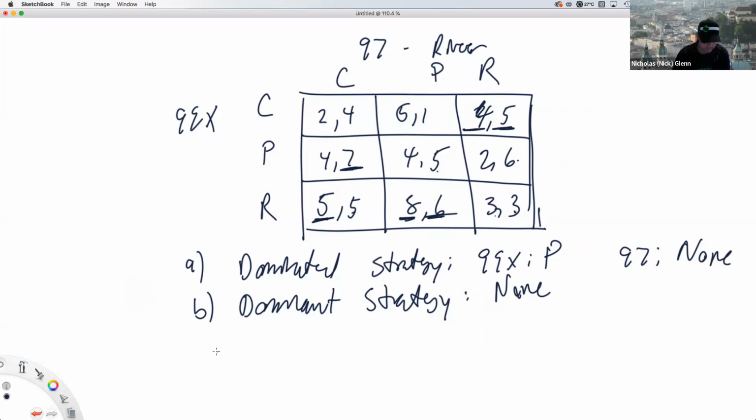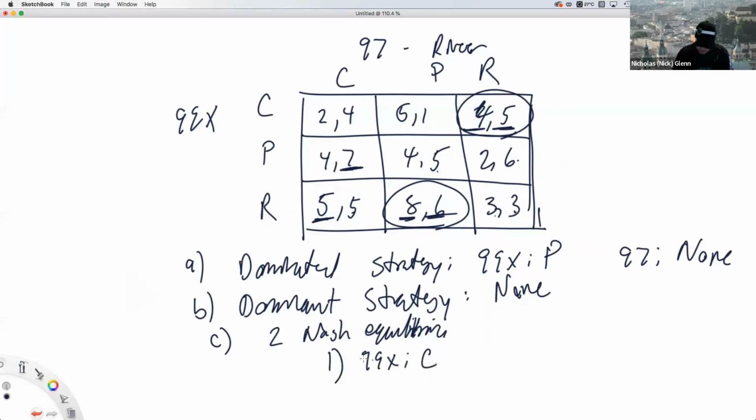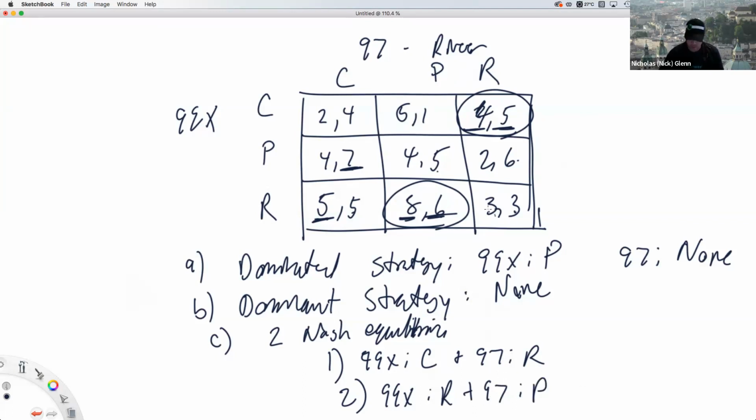All right. So what about the Nash equilibrium? This is where, if you do this like either underline or check, it's where they both could potentially do this. And here you don't have a pure strategy. You have 2 Nash equilibria. One is 99X plays country, and 97 the River plays rock. The other one, 99X plays rock, and 97 the River plays pop. Those are your 2 Nash equilibria.